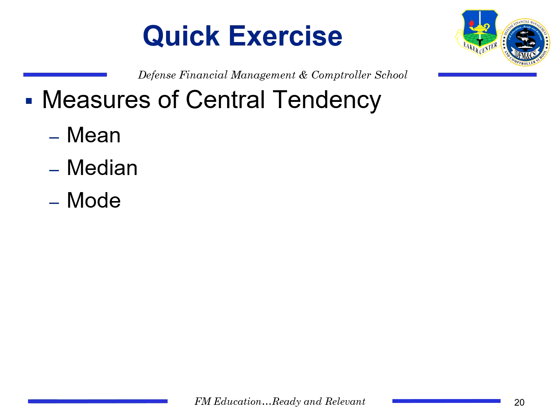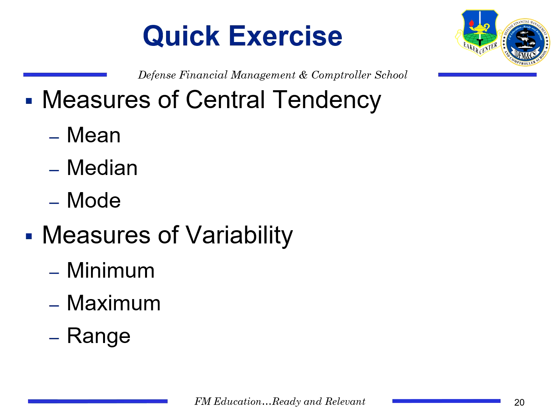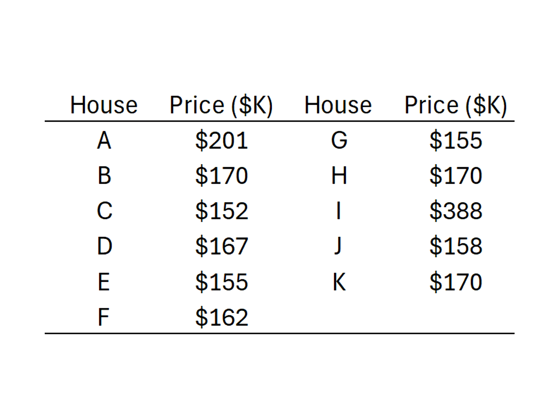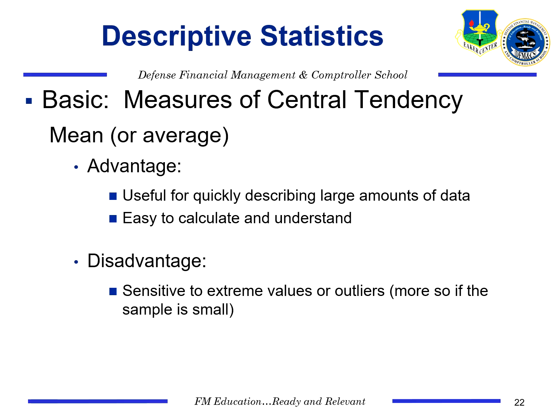So we're going to go over a quick exercise, and we're going to start off with the measures of central tendency. And then we're going to go into the measures of variability. So here is our data set. We're going to start off with mean, or also known as the average. And the way we're going to calculate the average is we're going to add all of the different data points up and then divide by the number of data points.